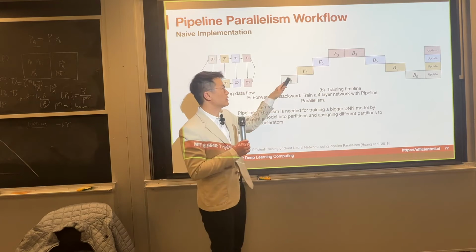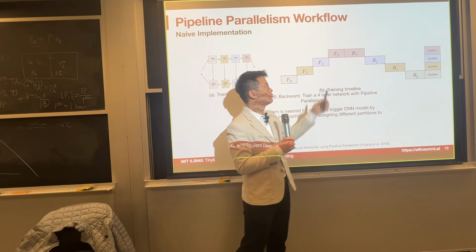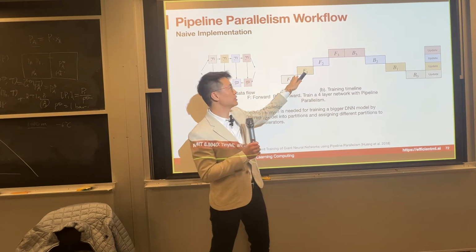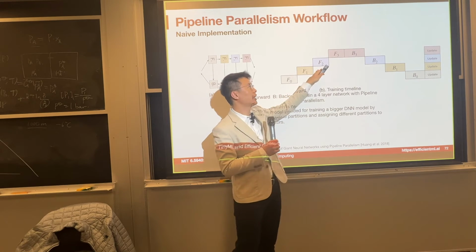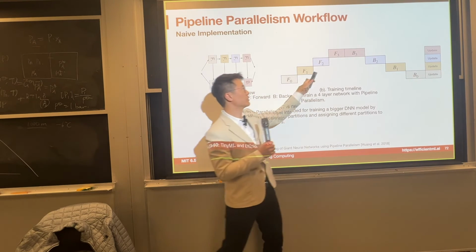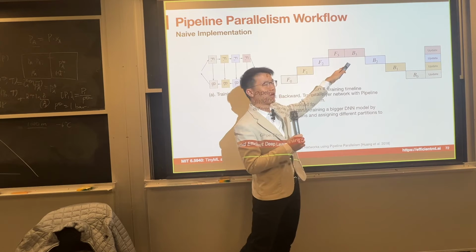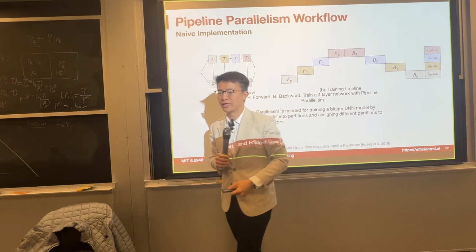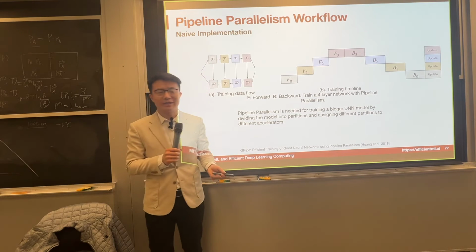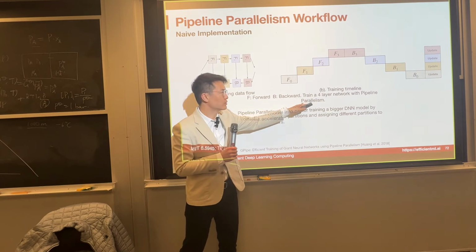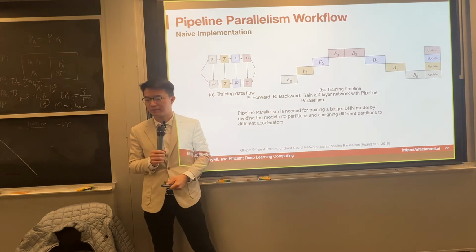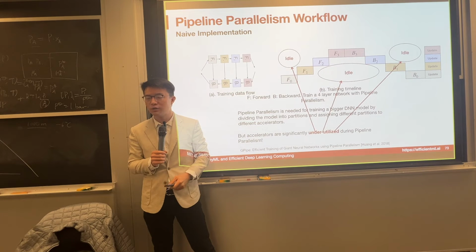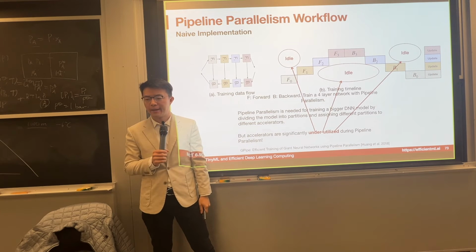So we can do the forward pass on 4 GPUs. After GPU 0 finishes, we hand it to GPU 1, and hand layer 2 to GPU 2, layer 3 to GPU 3, and then the backward pass runs on the same GPUs in reverse order. So this is an example of training a 4-layer network with pipeline parallelism. What's the problem here?